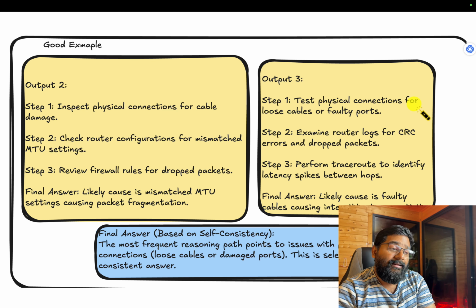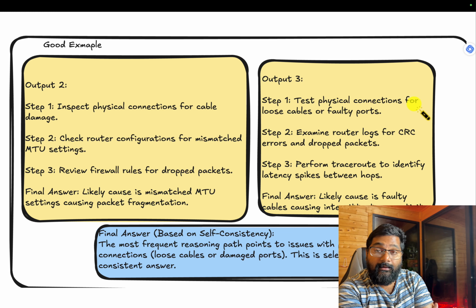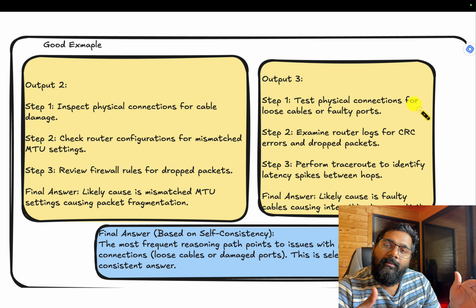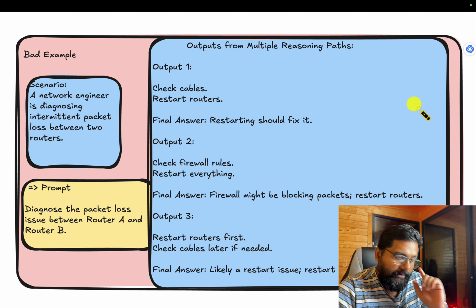A good example here is that it gives us various steps and a final answer. The most frequent reasoning path points to issues with physical connections. This is selected as the most consistent answer. So it tries to reason through at least 3 or 4 different types of responses, and then it comes back. So the reasoning models are playing their part here.